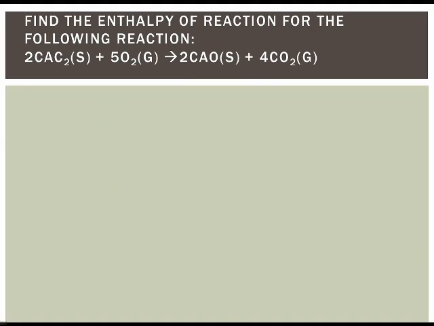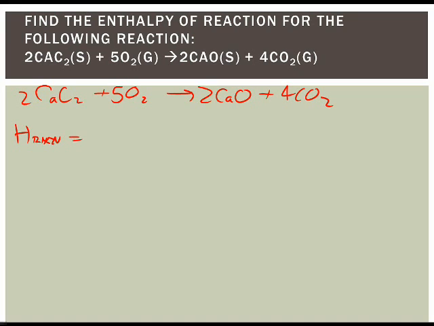Let's look at another one. 2CaC2 plus 5O2 goes to 2CaO plus 4CO2. And again, I apologize, this should be calcium carbide plus 5 oxygen goes to calcium oxide and carbon dioxide. So let's sum up the heats of formation. All right, so the heat of reaction is equal to the sum of the heats of formation for the products minus the sum of the heats of formation for the reactants.